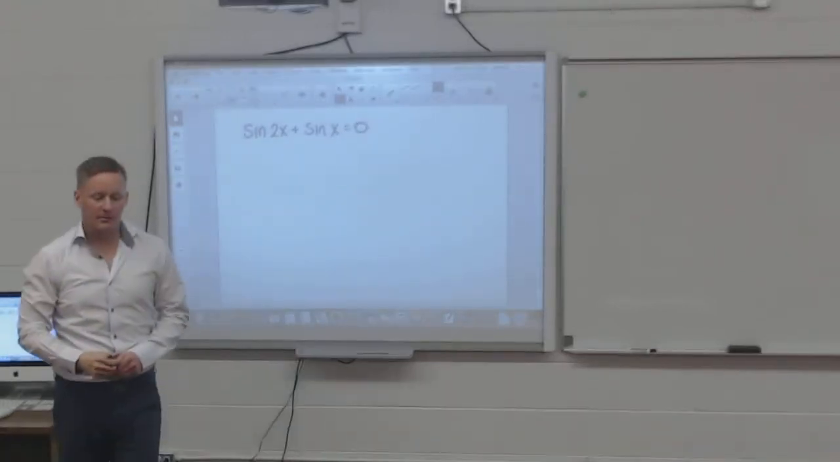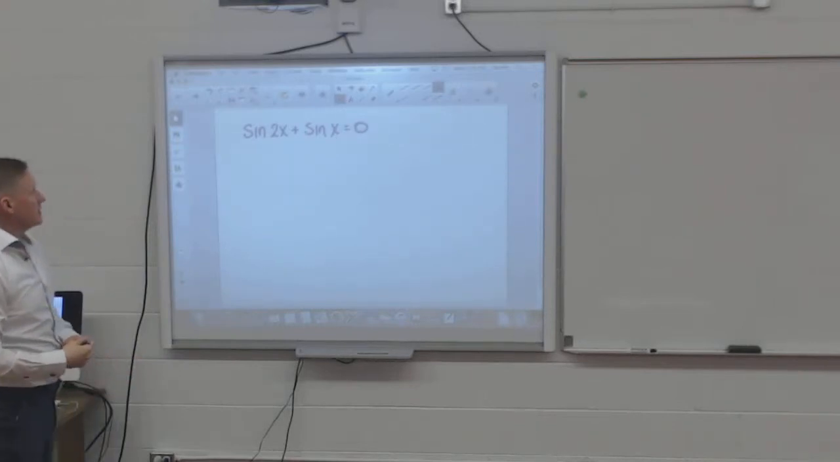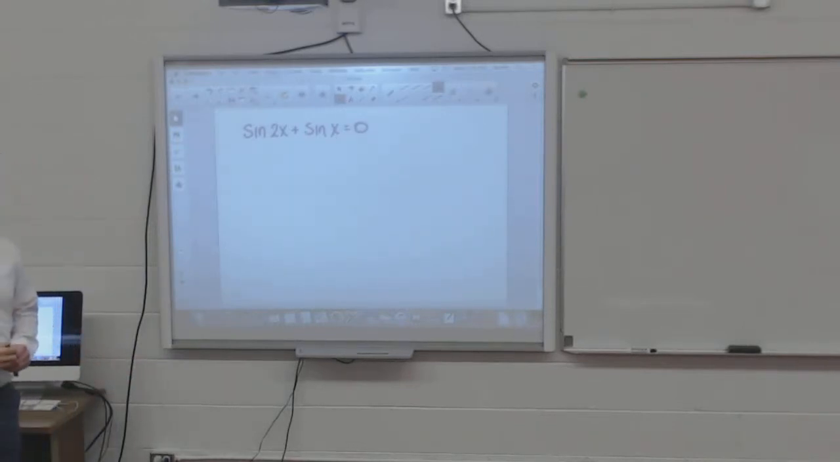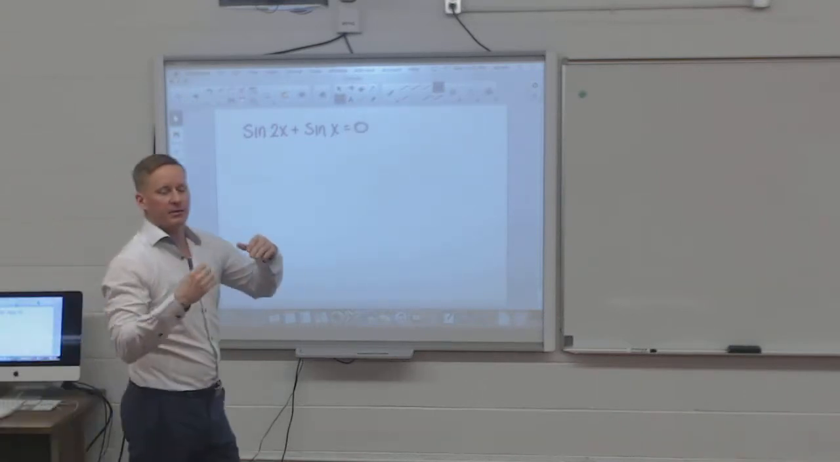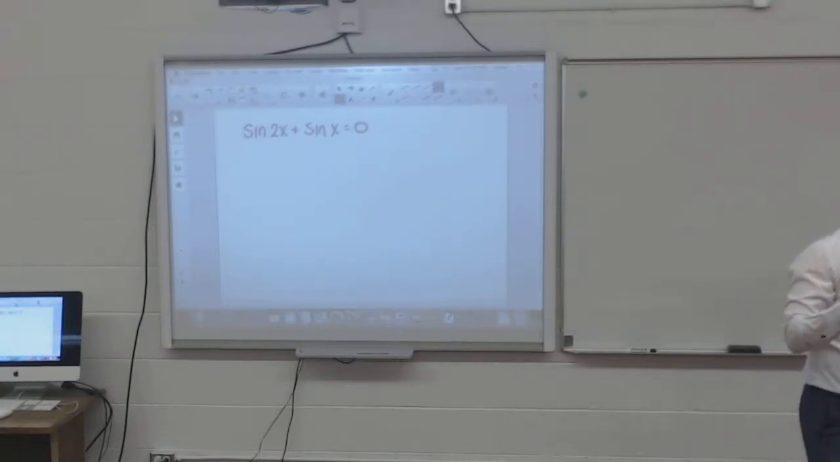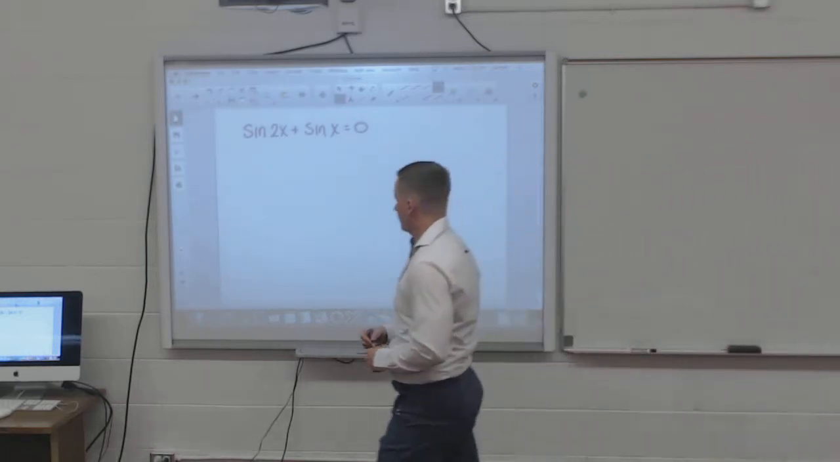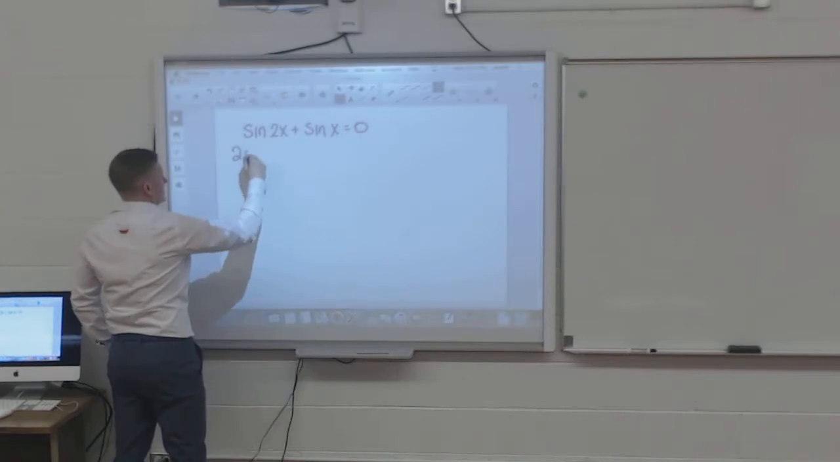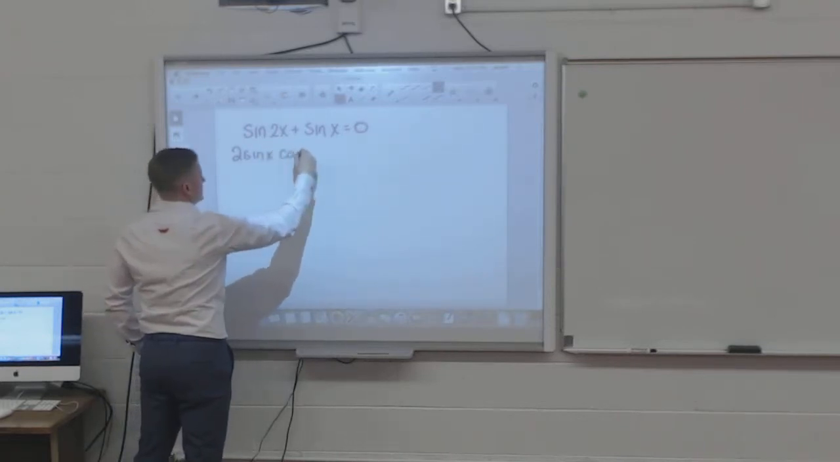Okay, so I start with this right here. Sine 2x plus sine x. Alright? So again, my objective here is to have everything so that I can't have a double angle and an angle. I have to have the same angle in order to solve this. So I need to use my identity. So what is the sine 2x identity? 2 sine x cos x. That's the one that should be easiest to do.